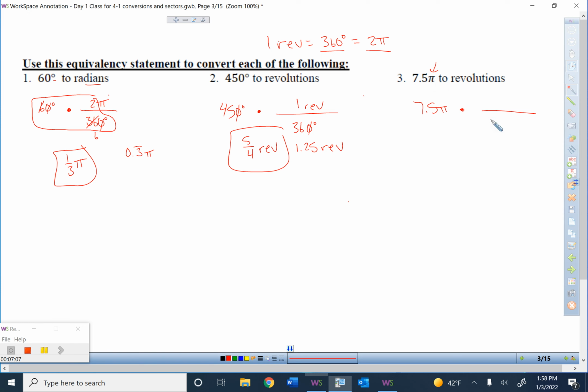We've got radians here. We're putting radians in the denominator, so our 2 pi goes there. And we're trying to get to revolutions, so 1 revolution goes up top. Okay, always cancel your pi's if you see them. If you don't see it, like over here, we just leave it out and tack it on the end. So here, those actually canceled, and we just have to take 7.5 and divide it by 2. That's 3.75, and putting our label on the end.